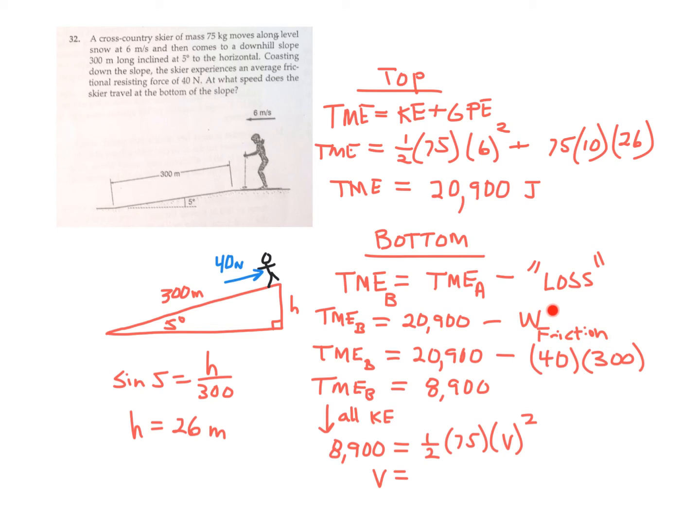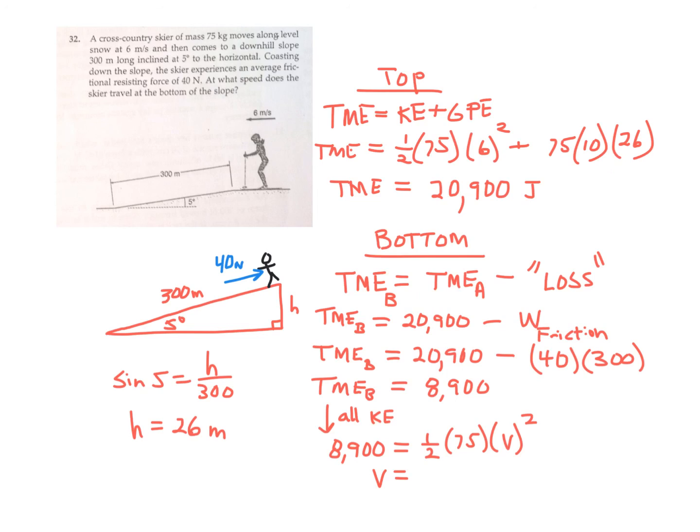And the work done by friction is the force of friction. It tells you it's 40 newtons times our distance. Well, you're going to be sliding along a ramp 300 meters. So as you slide down the ramp, technically that force is against you, parallel to the ramp, and it's transferring your mechanical energy into heat. So it's a loss. That's why I'm subtracting that. And when you do the subtraction there, it comes out to be 8,900 joules of energy left over.